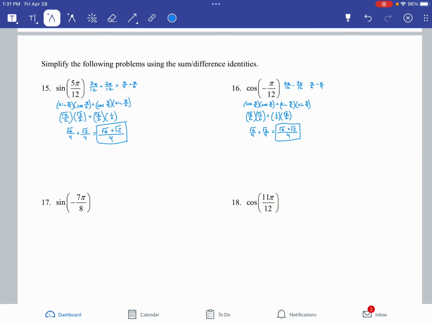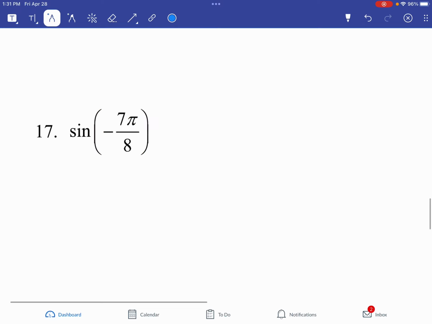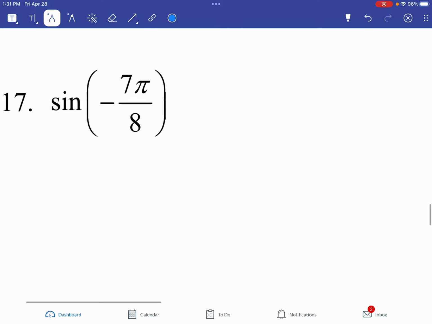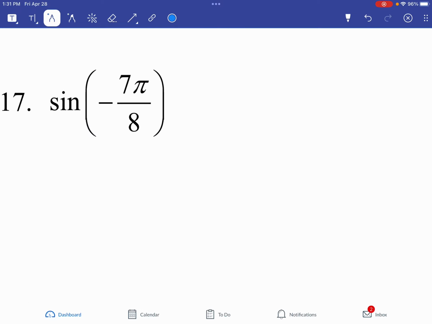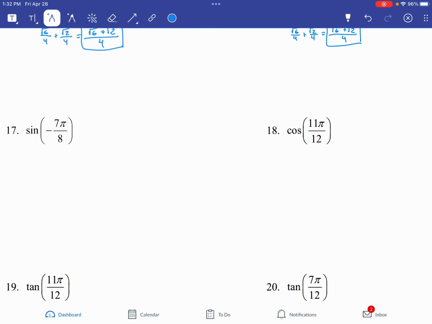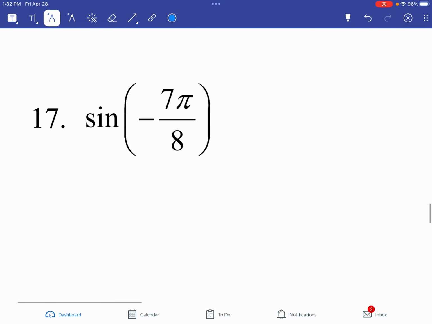Okie dokie. Next, negative 7 pi over 8. I've got to find two things that could be reduced using 8 as my denominator. Let's see here. This might be a typo. That might be from the half-angle.